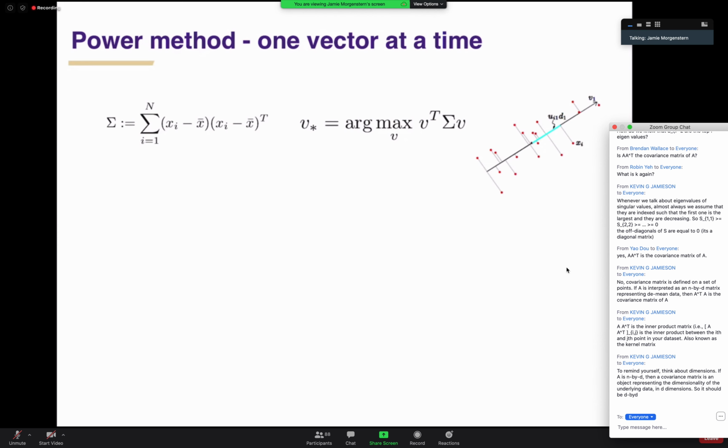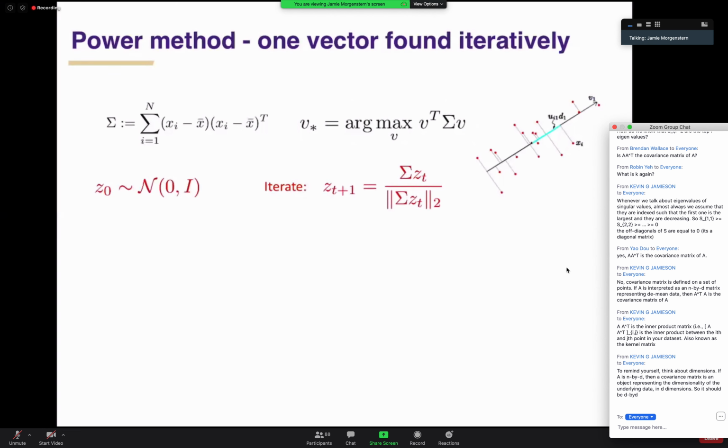So we're only going to look at one vector, and what we want is to find the single vector which maximizes this quantity. So this is capturing the most variance from our covariance matrix possible. Okay. So the power method is just an iterative way to find the vector that maximizes this quantity. It starts with some nice vector, and there are various ways to initialize this, but suppose we take a vector that's drawn from a nice Gaussian.